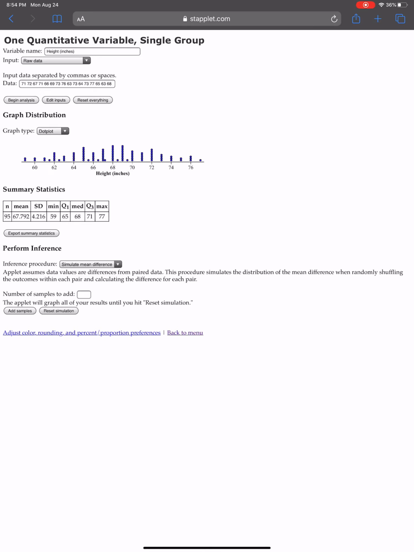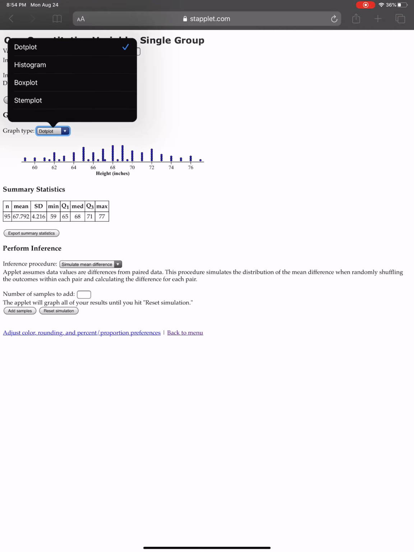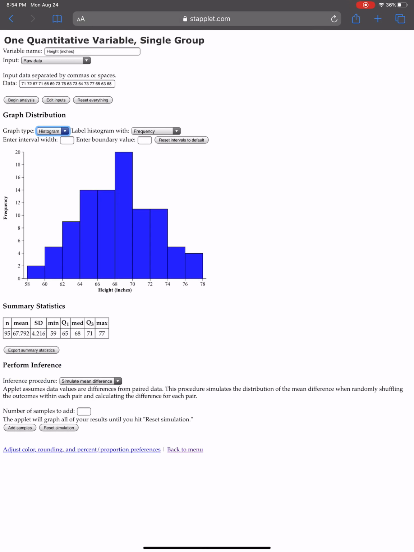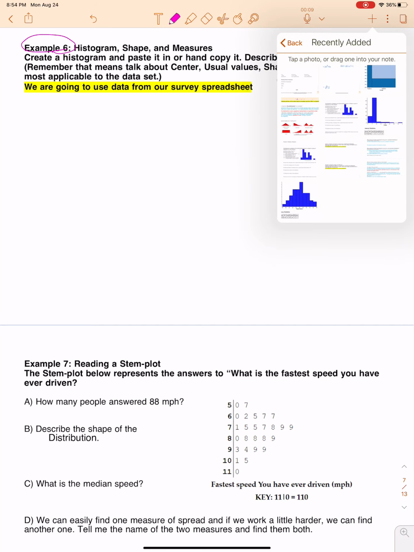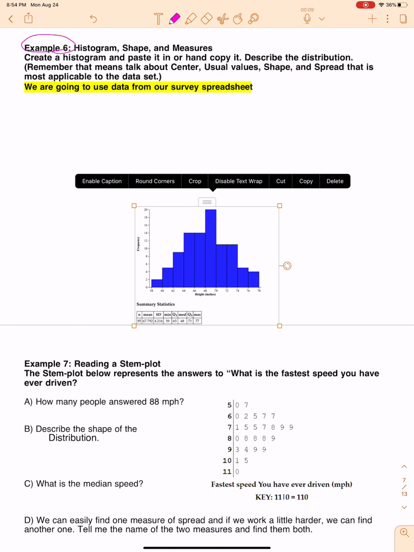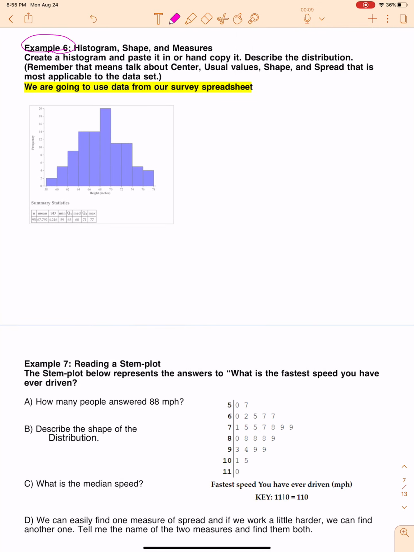It always defaults to a dot plot, but we're going to look at a histogram. Okay. Oh, look at that nice symmetrical puppy. I love it. Okay, so this is what we get when we run that data. And again, since we have data, we've got our summary statistics down here. So I'm going to go back to your notes, and I've already saved a picture of that, so we're just going to add it to our notes, just like that.